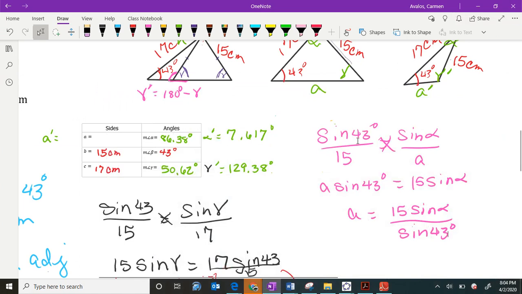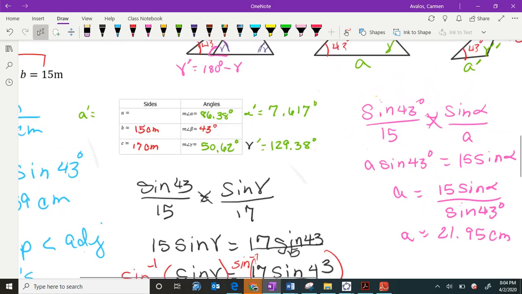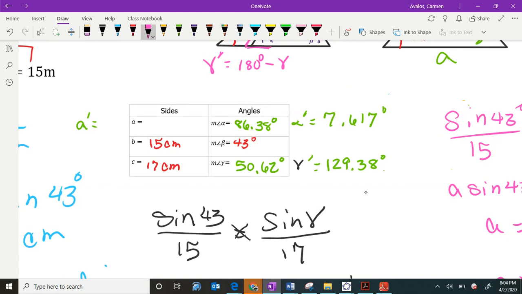And so what you do here is you get A is equal to 21.95 centimeters. And so we fill in the chart for this to be 21.95 centimeters.